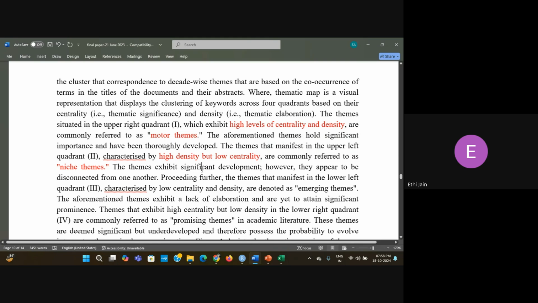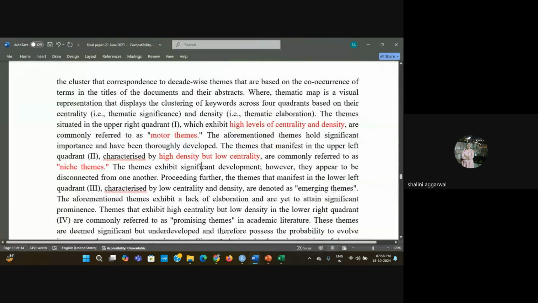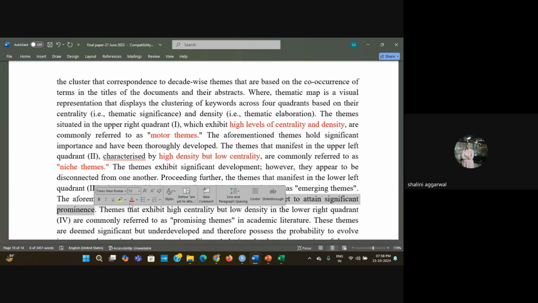These themes would be common to every paper, right? Yes. If you are making this diagram, it will always give you the 4 quadrants, and these themes are always the same: the basic themes, density and all these things will remain the same. So you talk about these, like emerging themes. Emerging themes means they exhibit a lack of elaboration and are yet to attain significant prominence. Look at this, it is mentioned like this.